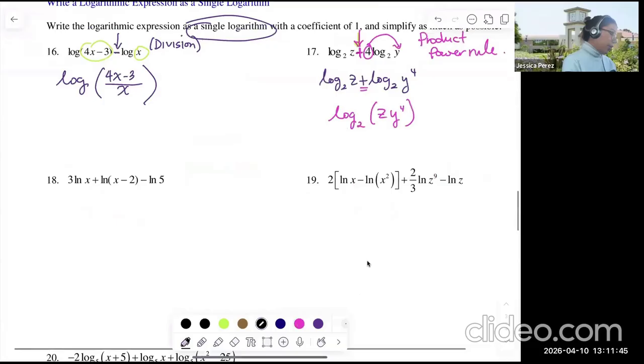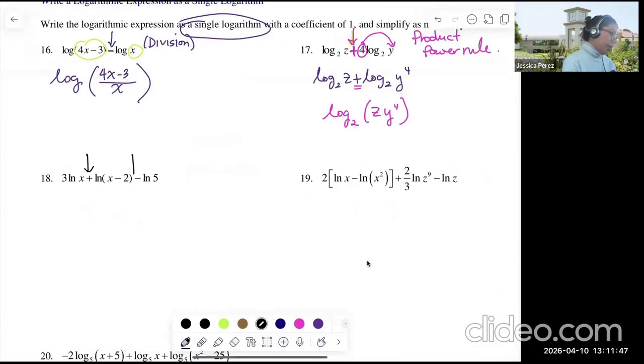All right, so now the next one, I have a plus and then I have a minus. So if I have a plus, that means I'm going to do a product here. I'm going to do a product and a power because of the 3 on the front. And then I'm going to have a subtraction. So here I'm going to use a division.